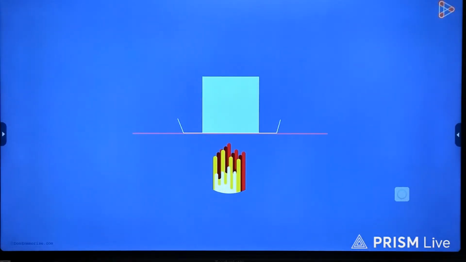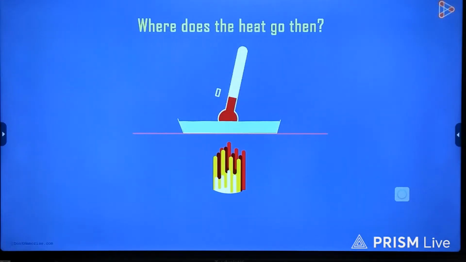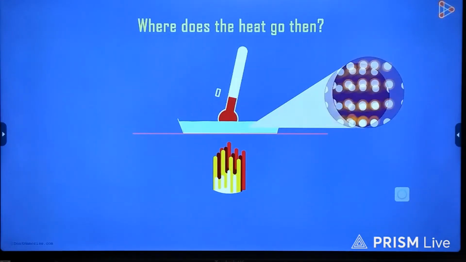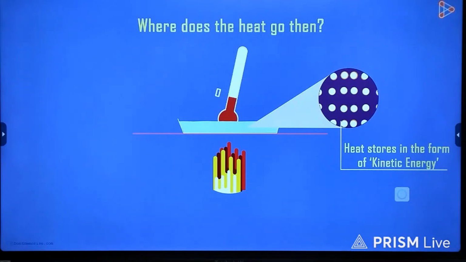In our last video, I left you with an important question. What happens when we supply heat to a solid? The solid melts and gets converted into liquid, but what we saw is that the temperature of the substance doesn't rise. Where does the heat go then? The truth is that the particles of matter absorb the heat and store it inside them. This heat is in the form of kinetic energy. As this heat is hidden and it doesn't show its presence on the thermometer, we term it as latent heat.